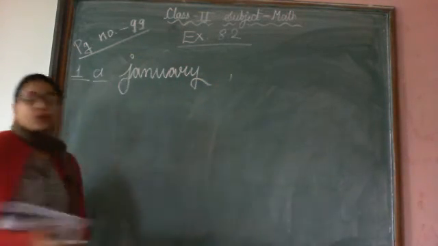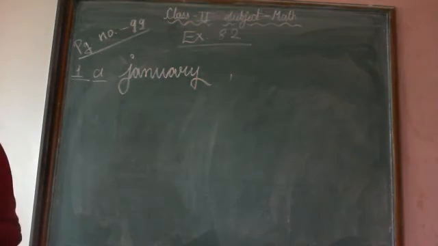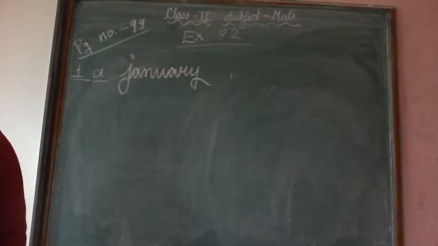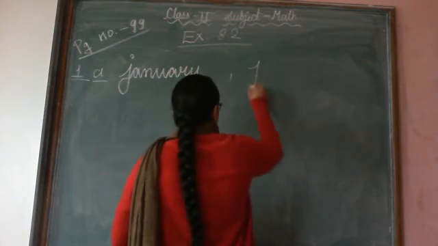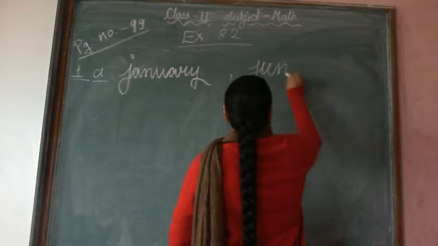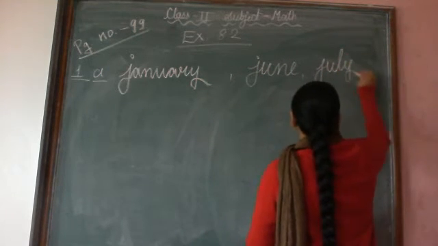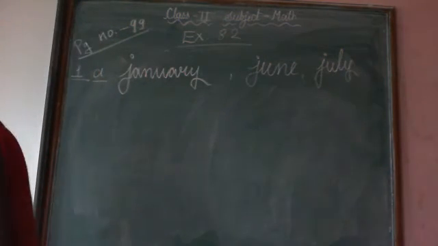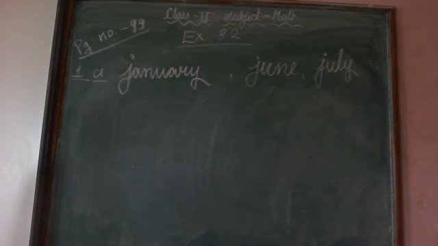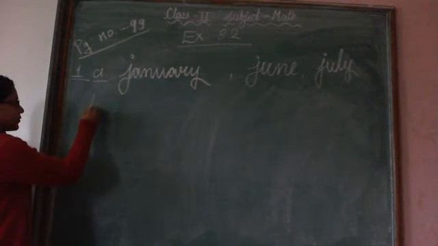And there is one more blank. So let's recite the months: January, February, March, April, May, June. So in the next blank, we will write June, and after June, July is also there, so we can write July also. Then August, September, October, November and December. So there are 3 months that start with J: January, June and July.